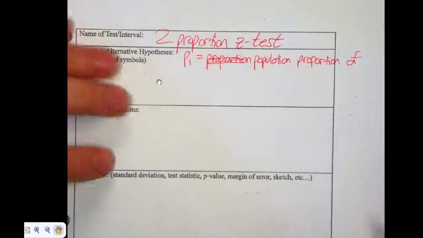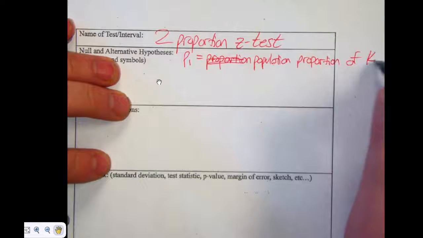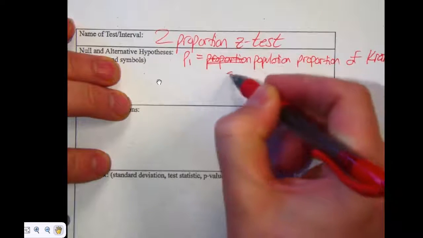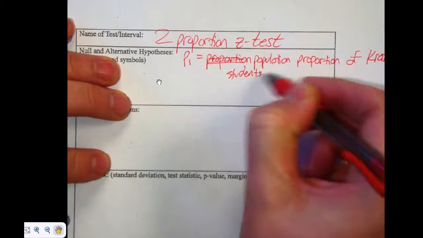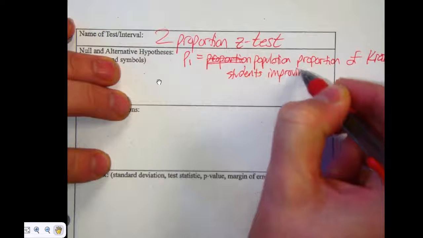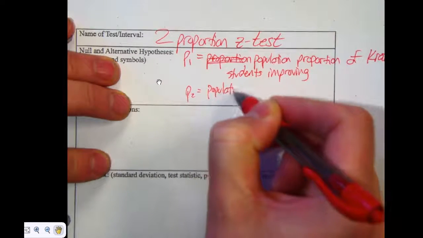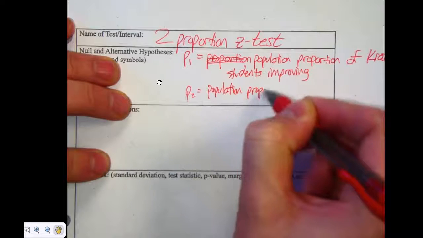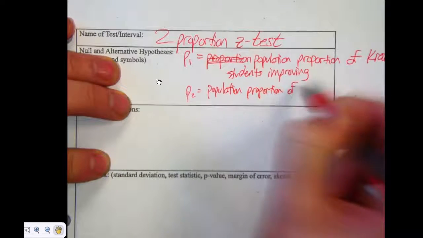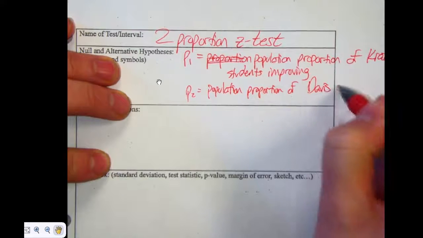Okay. So I'm going to say P1 equals population proportion of Kraft's students improving, and P2 equals population proportion of Davis students improving.